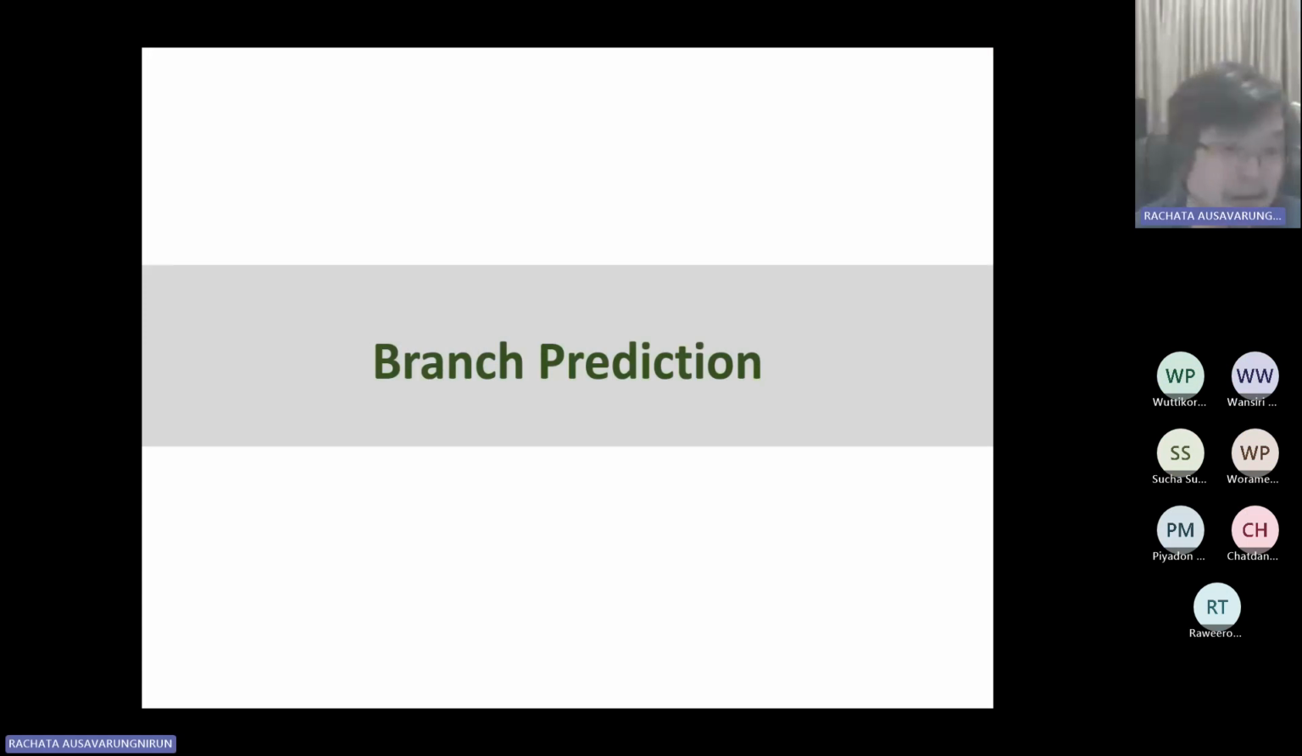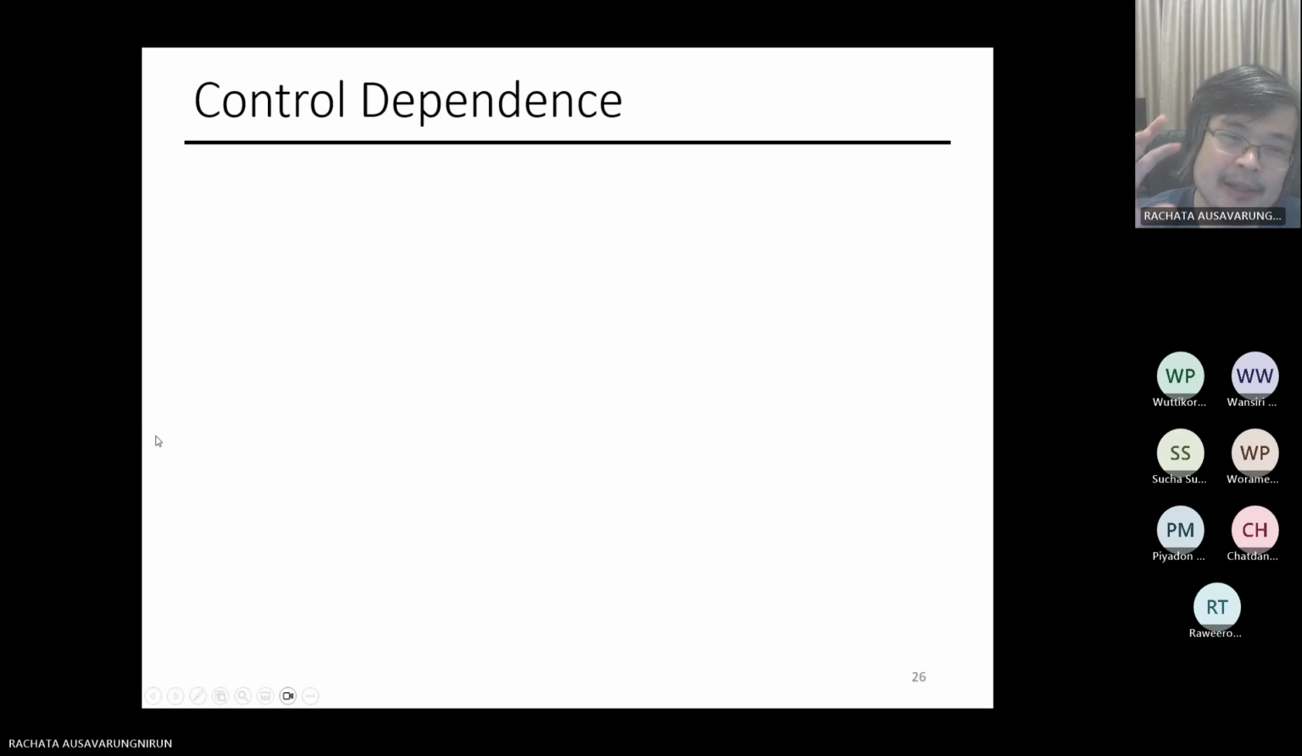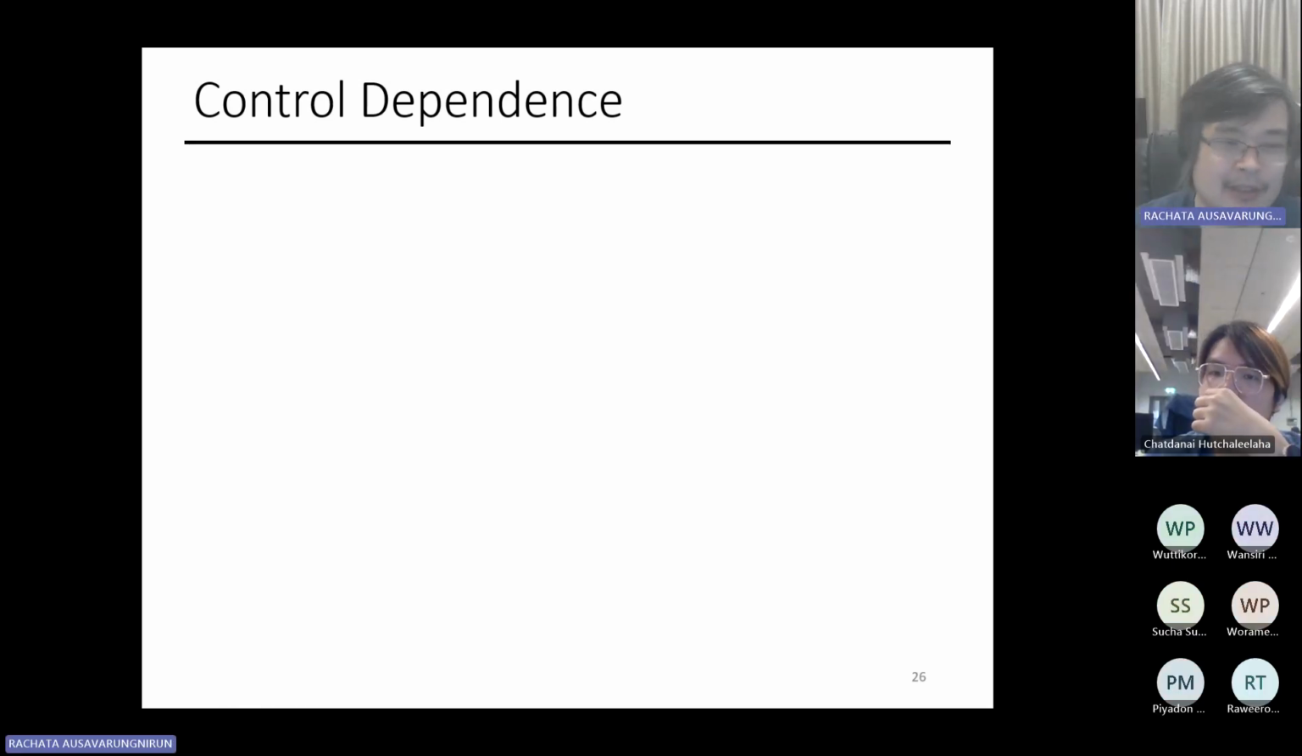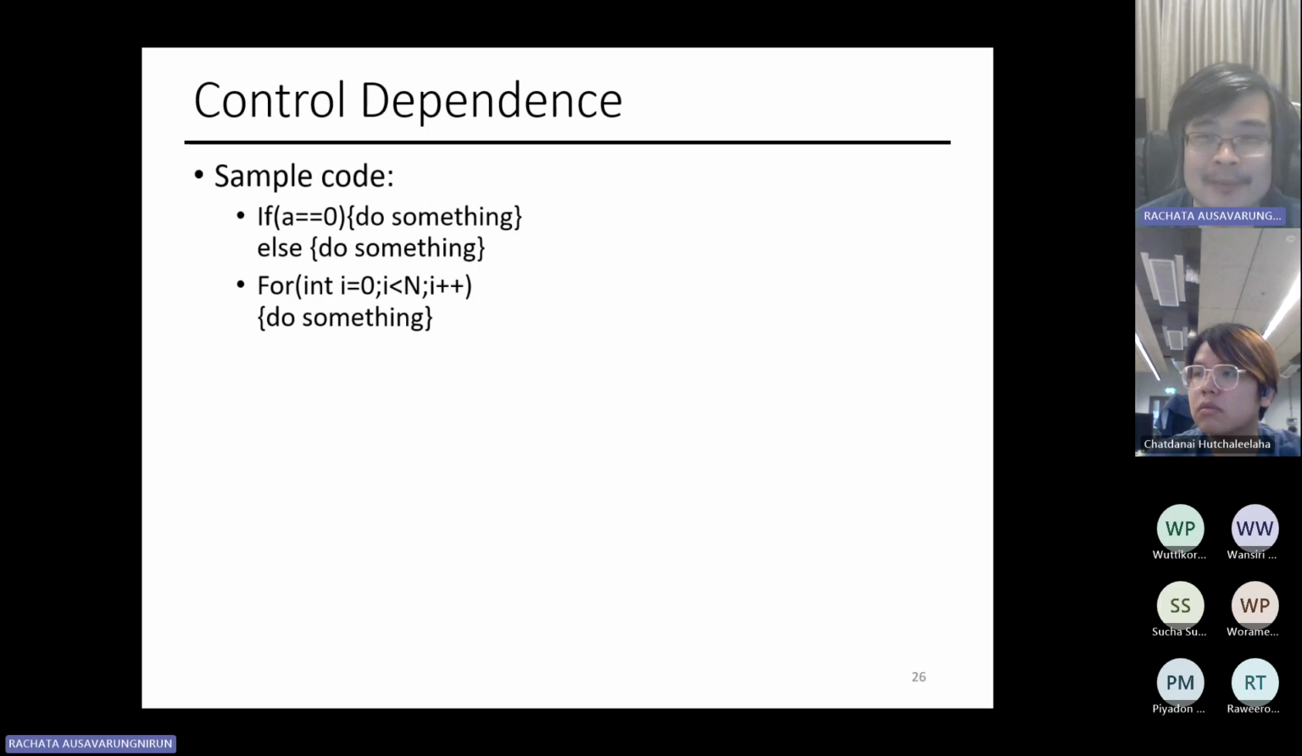All right, so now we'll continue with branch prediction. What we are essentially running into in the next set of problems we're going to discuss is what we call control dependence. What do you mean by control dependence?